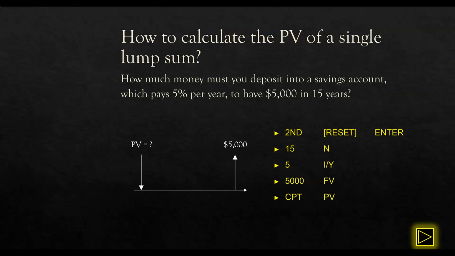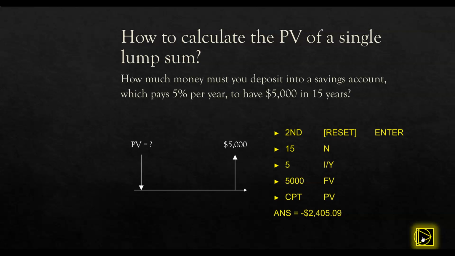Then you can go ahead and solve for the present value. To do that, you hit CPT, PV. CPT stands for compute. Now you're telling the financial calculator, go ahead and calculate the present value. If you do that, on the screen you should see the correct answer, which should be $2,405.09. So that's how you run through the calculation. Those are the key entries that I'll be using.